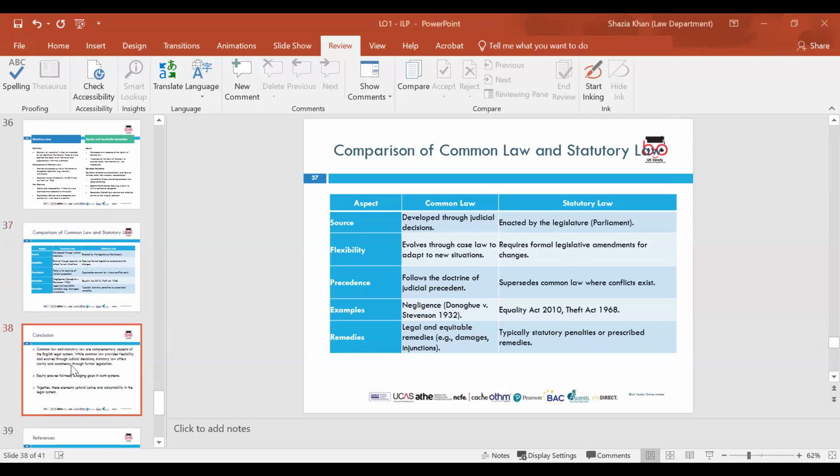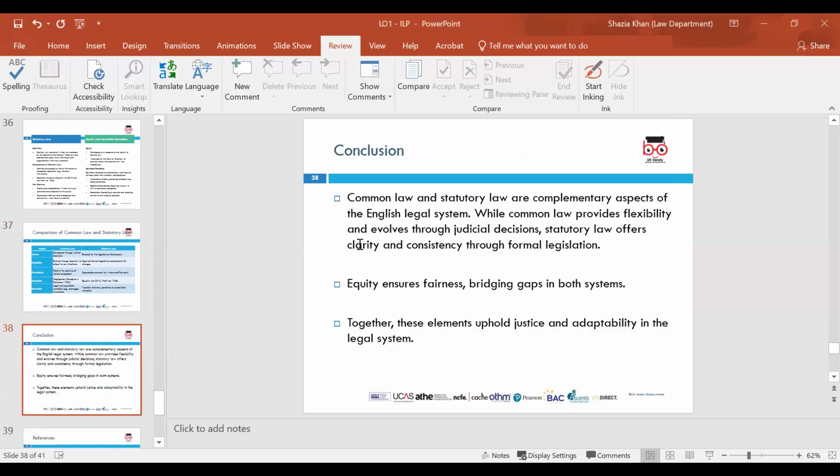So in conclusion, common law and statutory law are complementary and play a big part in the English legal system. They are flexible, involve judicial decisions, and equity is about ensuring fairness and bridging gaps. So it wasn't there to replace common law, it was there to help it. Together, they work to adapt the common law system and make sure we have a good legal system in place. Because if we don't have a good legal system in place, nothing's going to work.